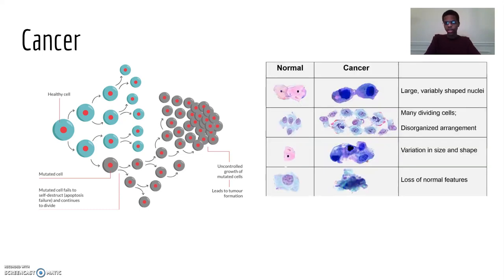So you can see here on this the difference between healthy normal cells and cancerous cells, and the uncontrolled growth, the weird shapes, all of that just shows how unhealthy it is and how bad it is for the body.